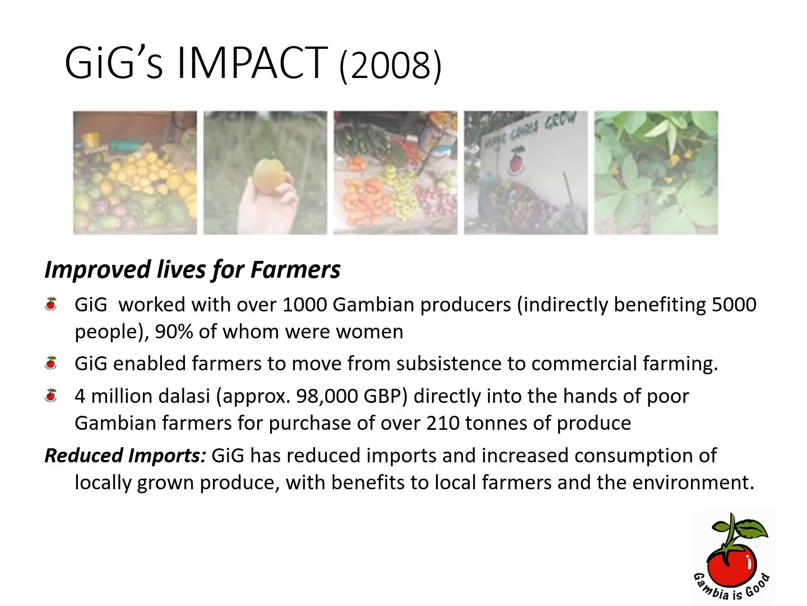creating shared value. So GIG's impact over the effectively 4 years of its operation worked with over 1,000 Gambian producers, indirectly benefiting 5,000 people, 90% of whom were women. GIG enabled farmers to move from subsistence to commercial farming. They were successful SMMEs. And about 98,000 GB pounds went directly into the hands of poor Gambian farmers for the purchase of over 210 tonnes of produce. It also reduced imports and increased the consumption of locally grown produce, with benefits to local farmers and obvious benefits to the environment in terms of reduced carbon emissions from transporting vegetables into the Gambia.